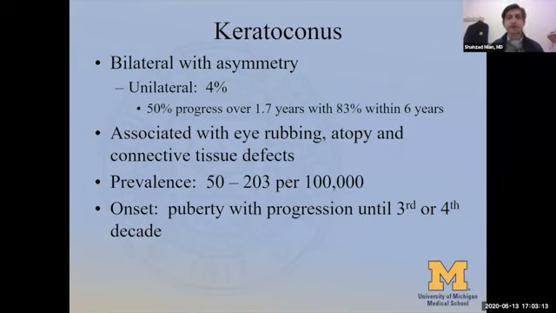However, this has been changing, and our perspective on this has been changing as we have paid more attention to corneal imaging techniques, as well as now the availability of cross-linking, and we tend to see patients earlier and earlier than we did in the past. Family history is found in 8 to 10% of patients.